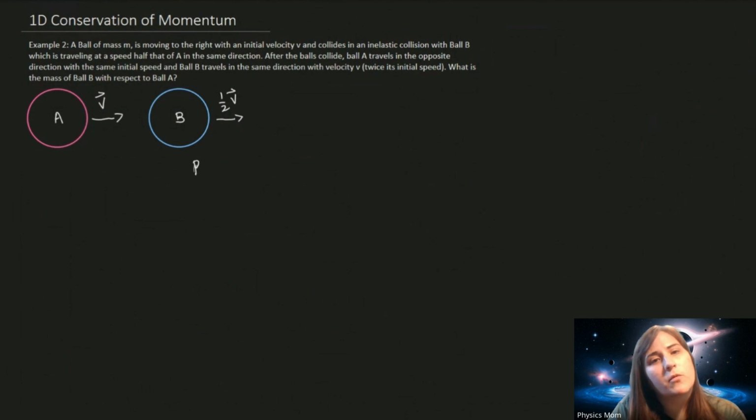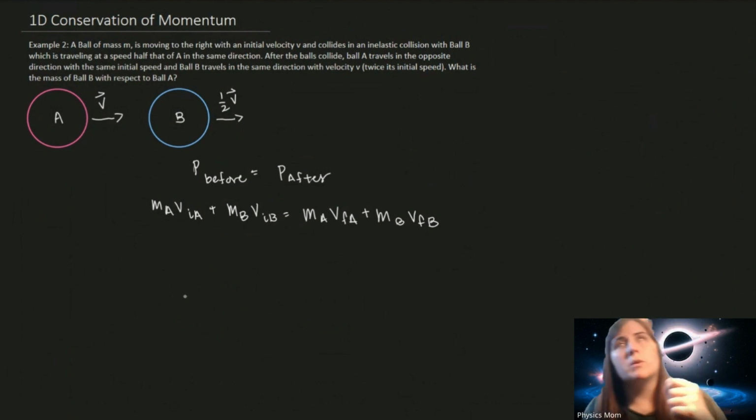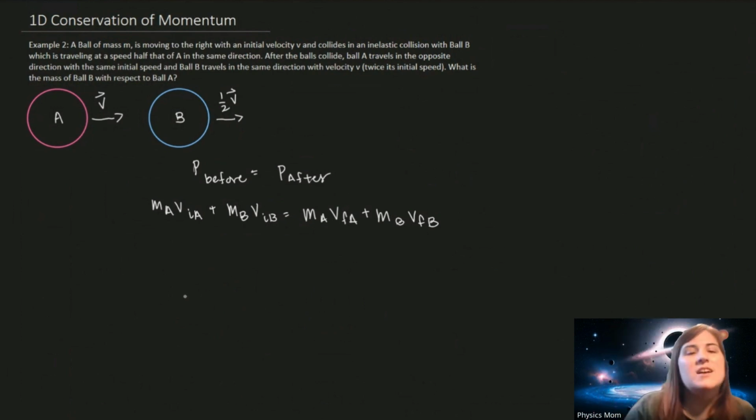The initial momentum before should equal the momentum after. It's just going to be the sum of their initial momentums, right? So the momentum of A we know to be the mass of A times the initial velocity of A, plus the momentum of B, the mass of B times the initial velocity of B, which this time is not 0. That's going to equal the mass of A times the final velocity of A, plus the mass of B times the final velocity of B.